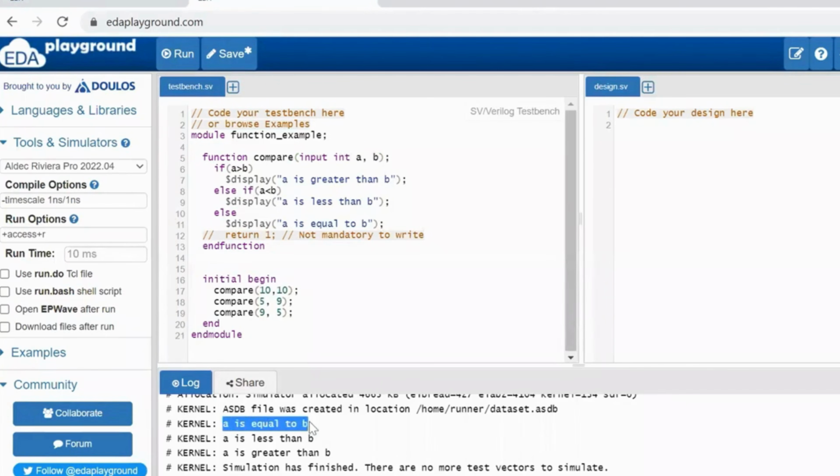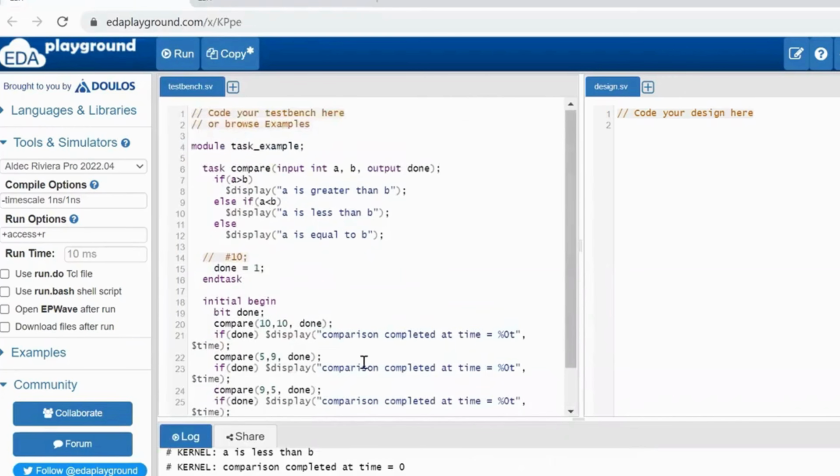So if you see, a is equal to b, this condition is true, and a is less than b, this condition is true, and a is greater than b, this condition is also true. So this is how we can execute the function. If you write delays here, it doesn't accept the delay. We will try with the delay also, and the function will get an error. And we'll see another example for task.